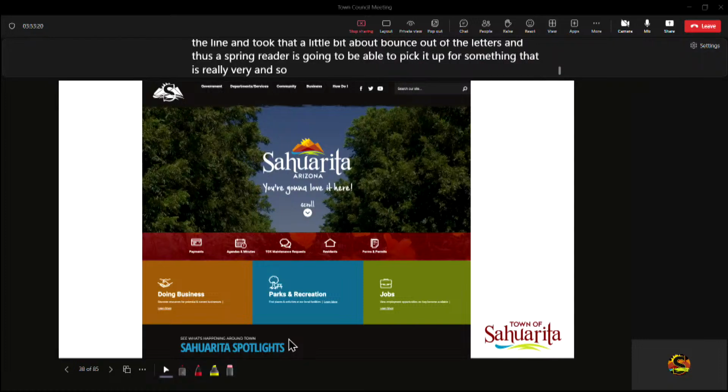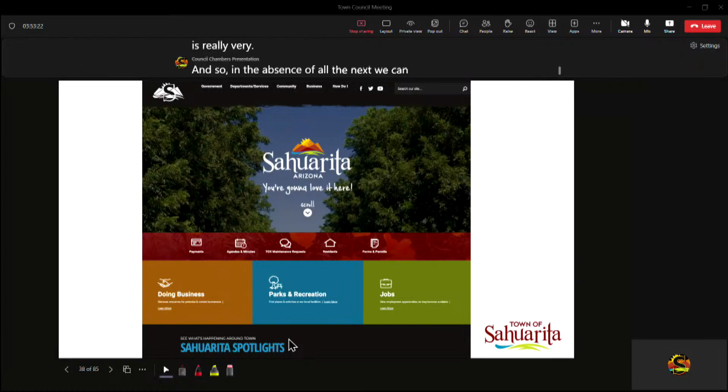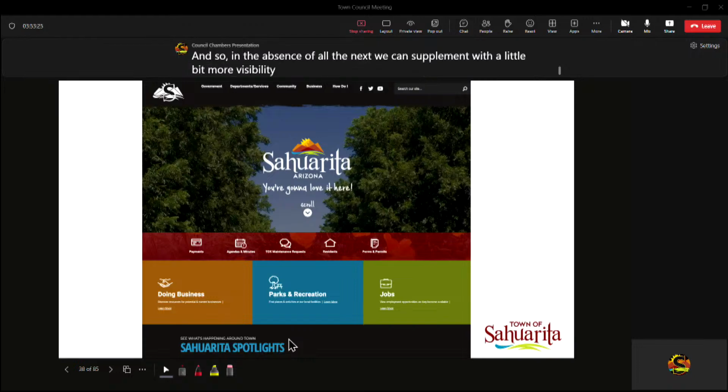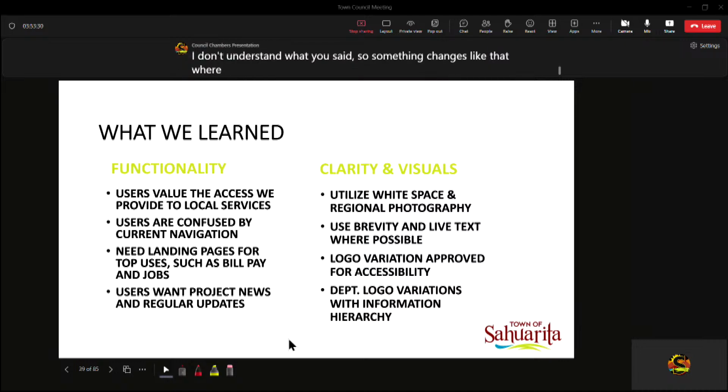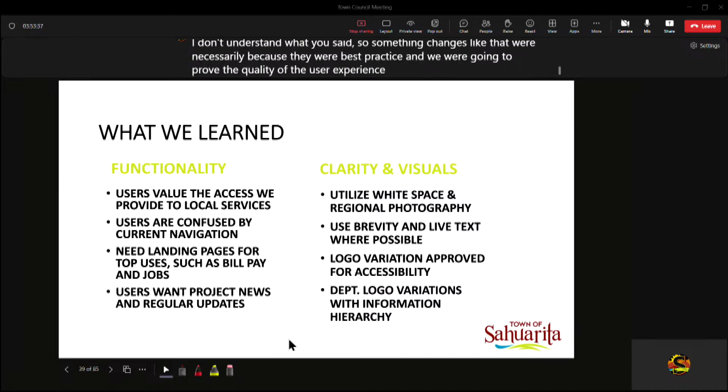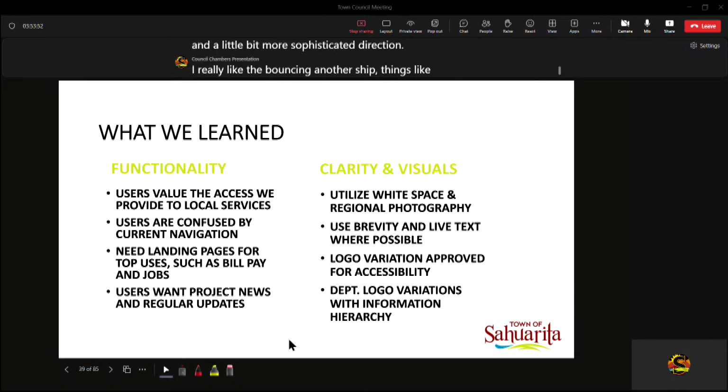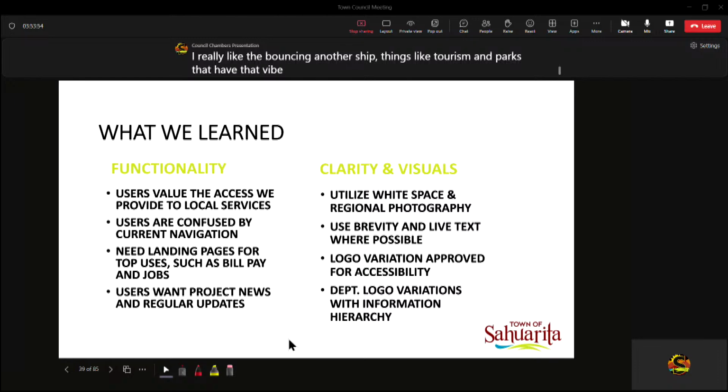So in the absence of alt text, we can supplement with a little bit more readability for the visually impaired user. So some changes like that were necessary because they were best practice, and we're going to improve the quality of the user experience. But also, a lot of it was aesthetic choice to show the community that we're moving forward in a little bit more sophisticated direction. I really like the bouncing letters for things like tourism and parks that have that vibrancy and movement and life in it.